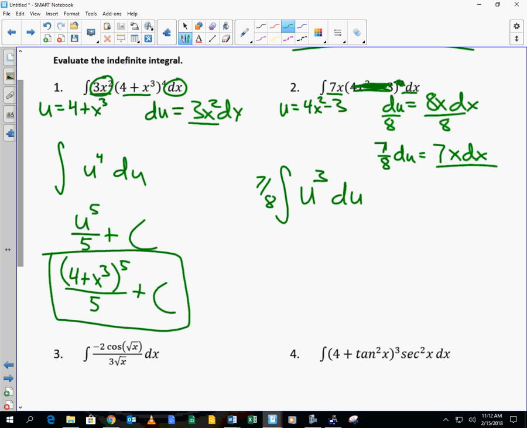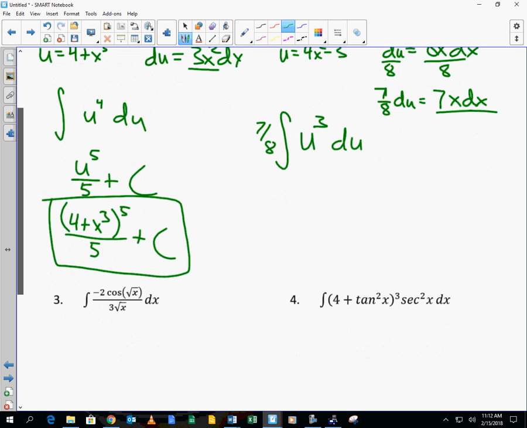It's just a constant multiplier. You can put it in front there or out front there. Doesn't matter. Now I can handle that. What's the answer of u cubed? U to the 4th over 4 times 7 over 8 plus a constant.